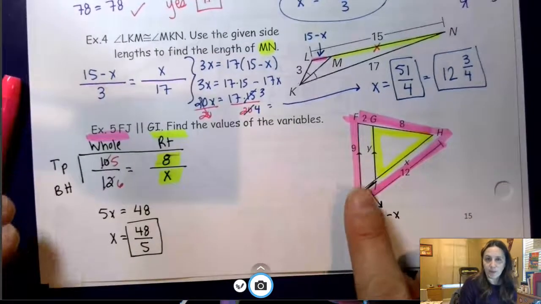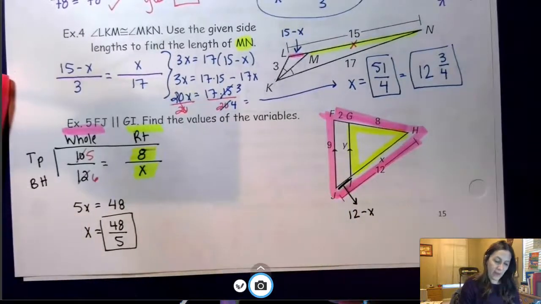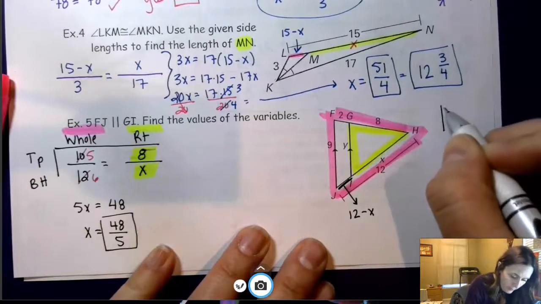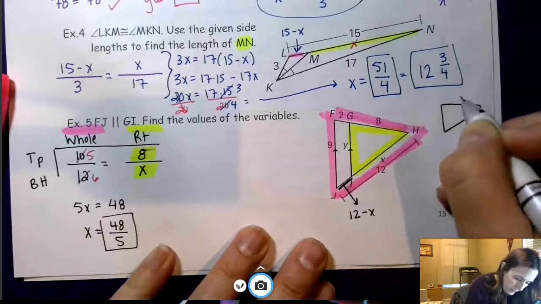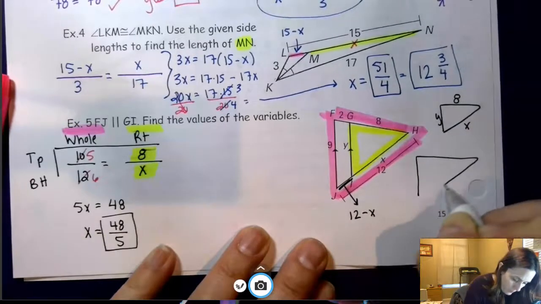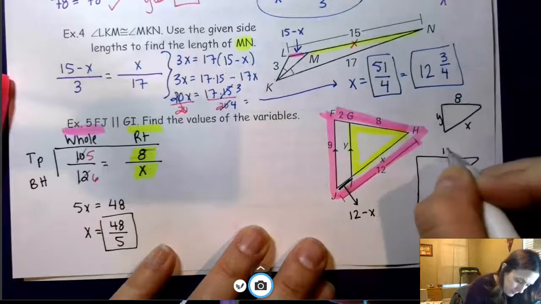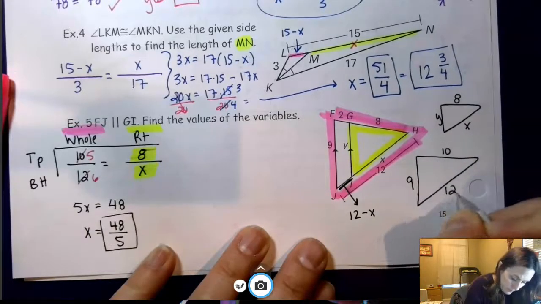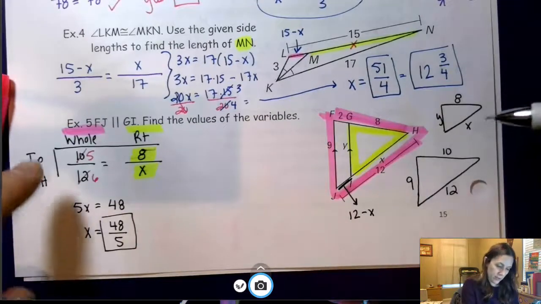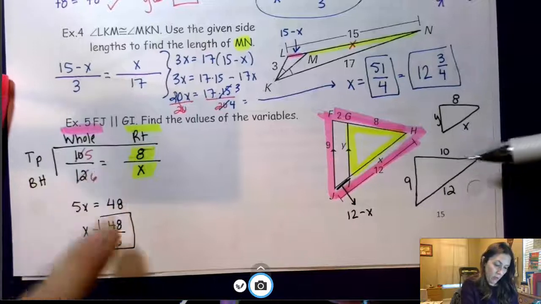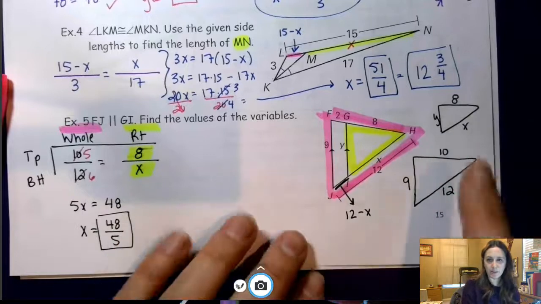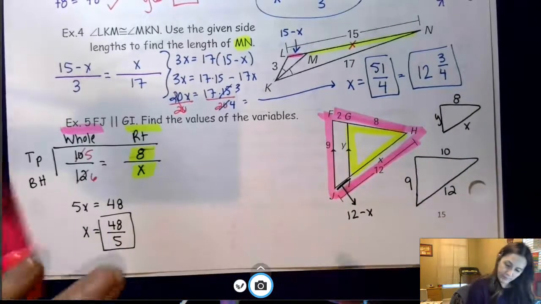If this is tricky for you to see, I do have a suggestion that you can either color code them so you see the two different triangles, or you may want to redraw them. Because if you redraw them, sometimes it gets a little bit clearer that you're matching the 8 and the 10 up, or the y and the 9, or the x and the 12. Keep that in mind as well.